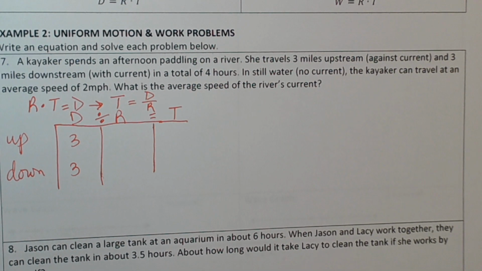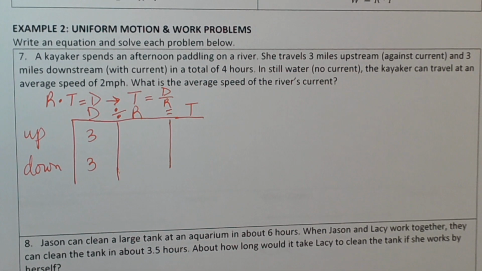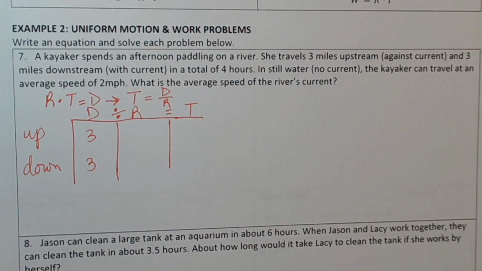Now our rate did tell us what she's able to kayak, like her speed whenever she's on her own, with no water pushing against her. And remember when we talked about these rates, with the current you add the current, and going against the current you subtract it.